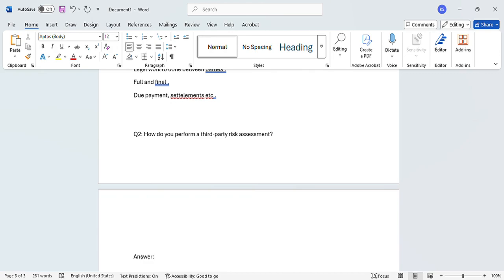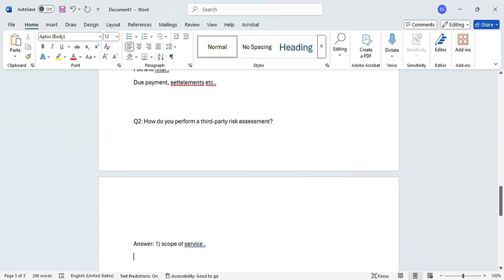We can start the assessment of the third party by taking care of a few things. Number one, first you need to think, what is the scope of service? What is the scope of service? It's better to take an example.